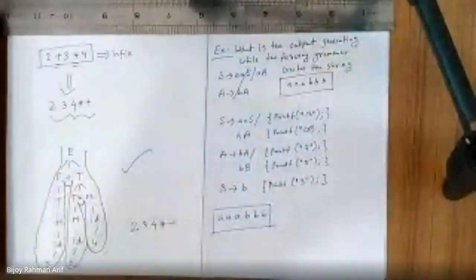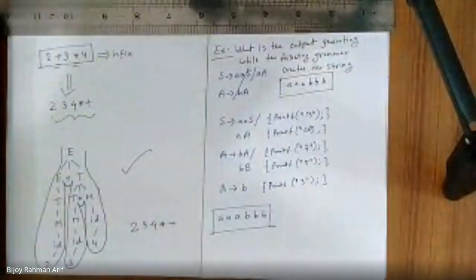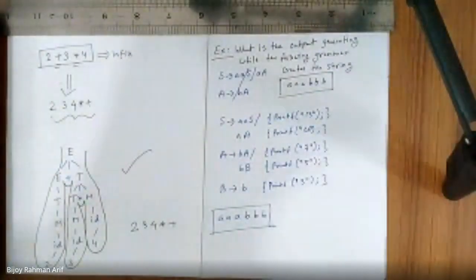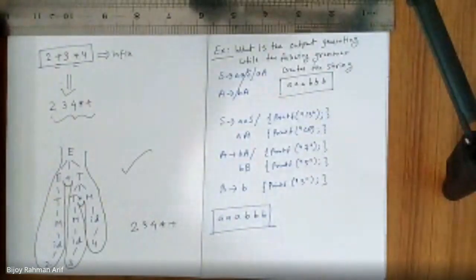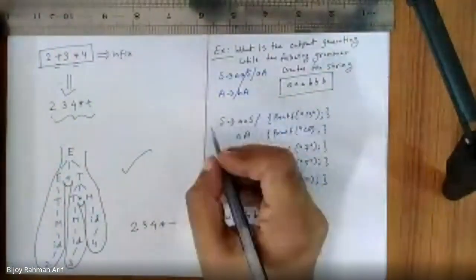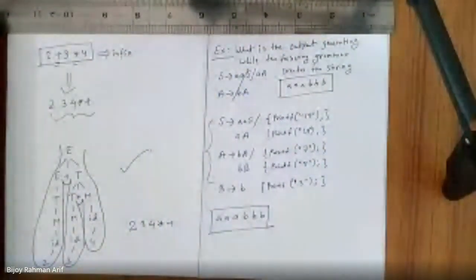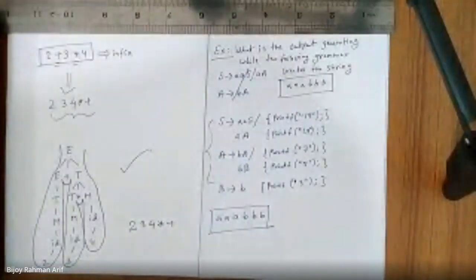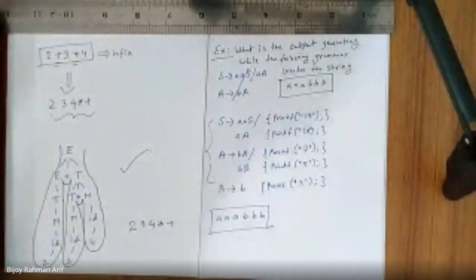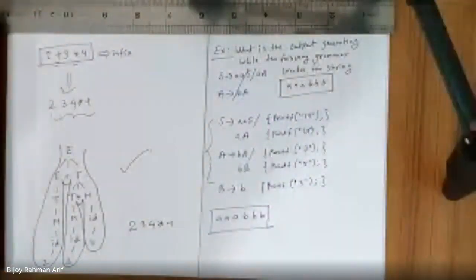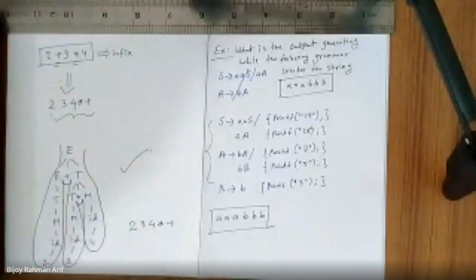Is the question clear to us? What is the output generated while the following grammar creates the string triple A triple B? What would be the first step? So this is the grammar. This is the grammar part. This is the action part. So what can you do? Tell me. What would be the answer?